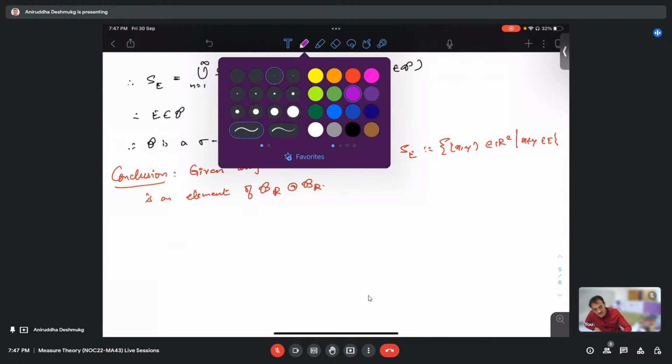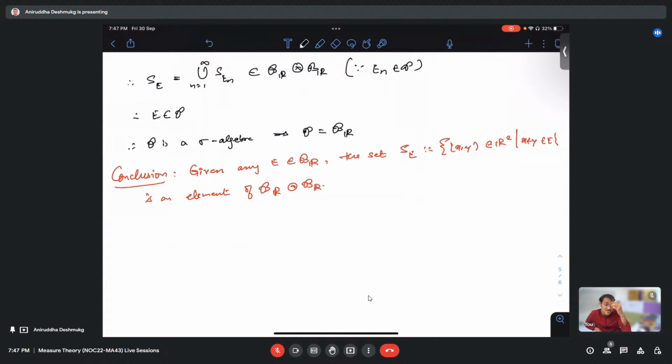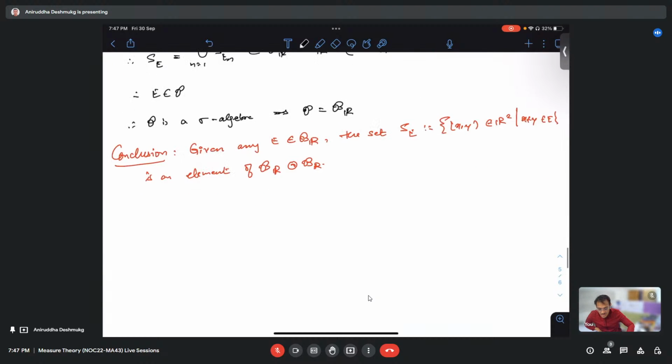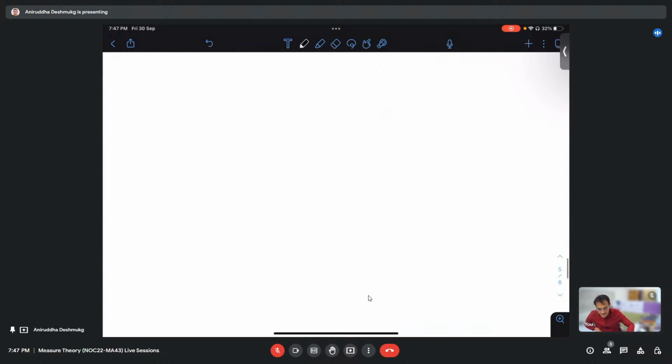So one can ask a question whether B(R) cross B(R) is the same as B(R^2). That we will not discuss, at least today. It is one of the assignment questions. We want you to try it yourself, and if you are not able to do it, we can discuss it next time. Okay, so this was one of the things.